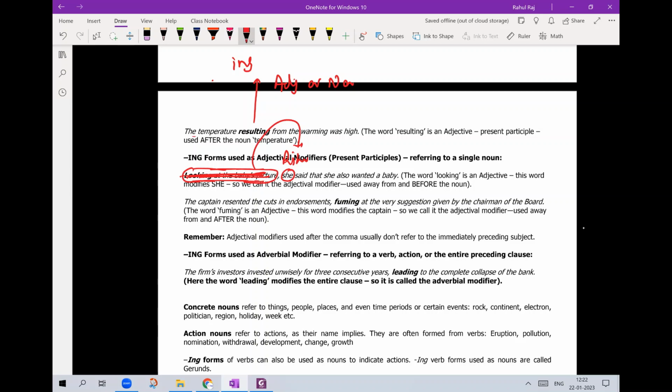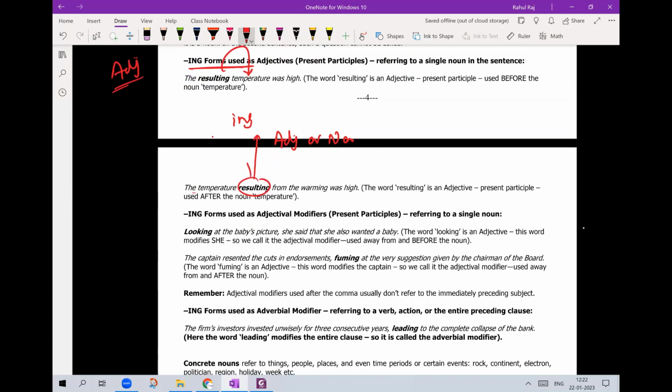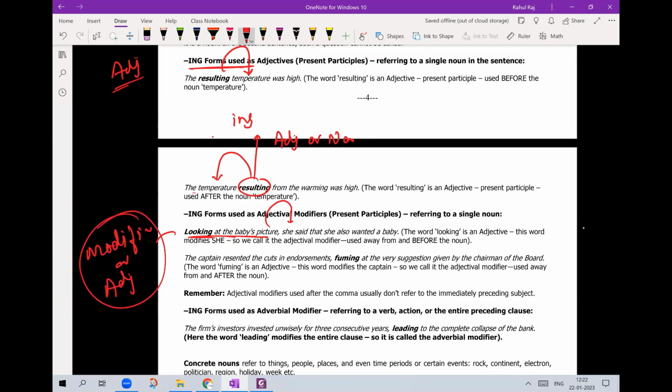Any doubt? So guys, please understand, if a word refers to a noun, they call it an adjective. If more than one word refers to a noun, they call it a modifier. But do not confuse modifier and adjective. It is eventually the same thing. The meaning is the same. When one word refers to a noun, they give the name adjective. When three or four words refer to a noun, they call it a modifier. Simple logic. So modifier and adjective are not two different things. You are trying to describe a noun. Modifier means modifying the noun. That's it.